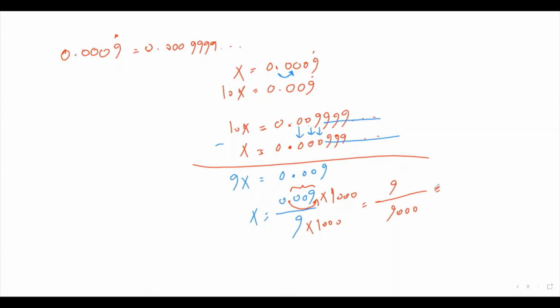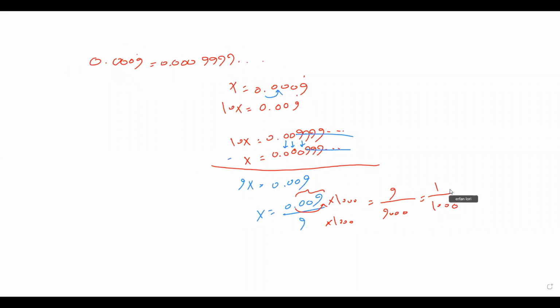I can simplify this further, and you should do that as well. The 9 and 9 is gone, which is equal to 1 over 1,000. And having said that, I think this is a good place to stop. I'll see you guys in the future video.